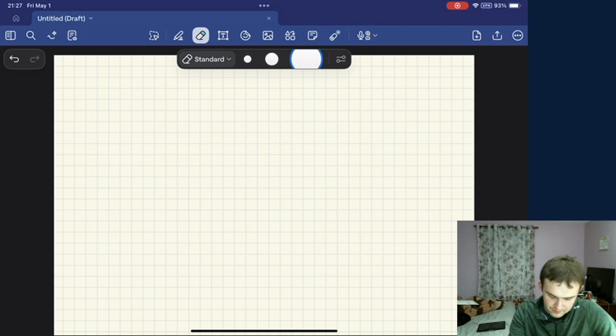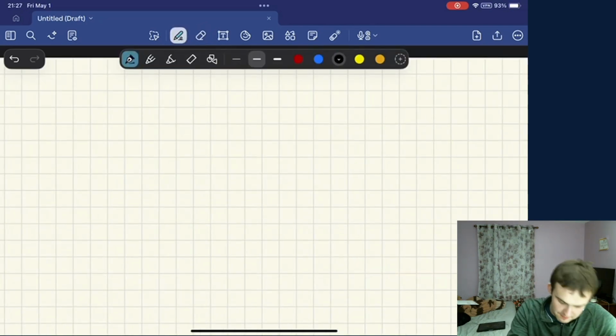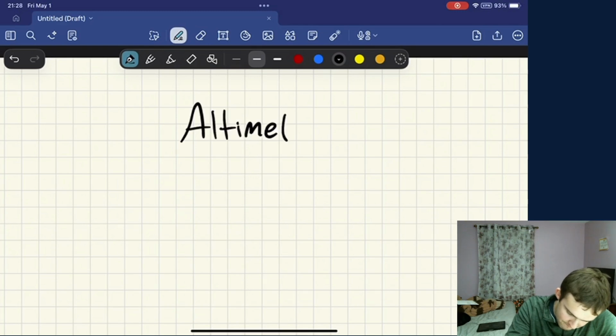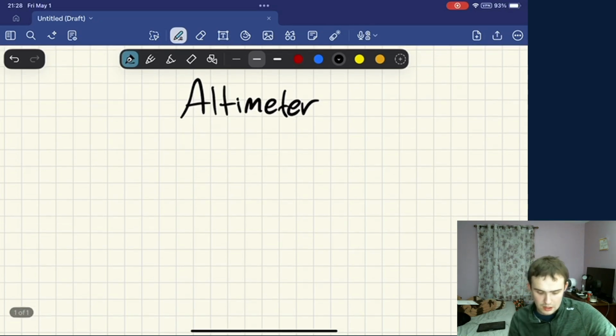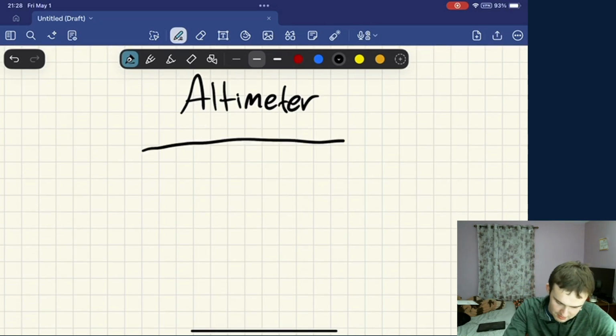All right. Now we're going to talk about the altimeter. The altimeter operates very much the same way as the airspeed indicator, which sounds really weird when you just kind of say it that way. But I'm going to show you why.